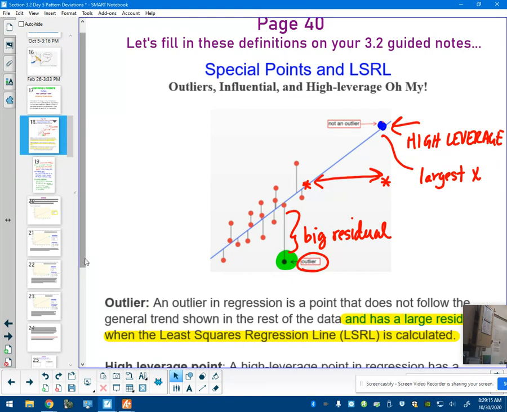You guys at home okay with us so far? Okay, so here's page 41.